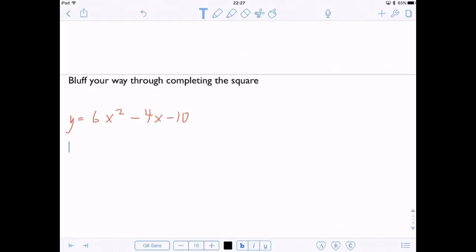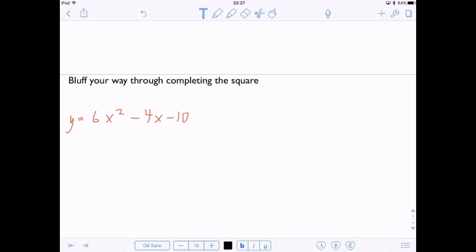This next video is called Bluff Your Way Through Completing the Square. Okay, you might have just watched the video about bluffing your way through factoring. Completing the square is another pretty challenging procedure in the quadratics chapter that a lot of people have trouble with and may have learned more than once and never really understood it or gotten the hang of it.